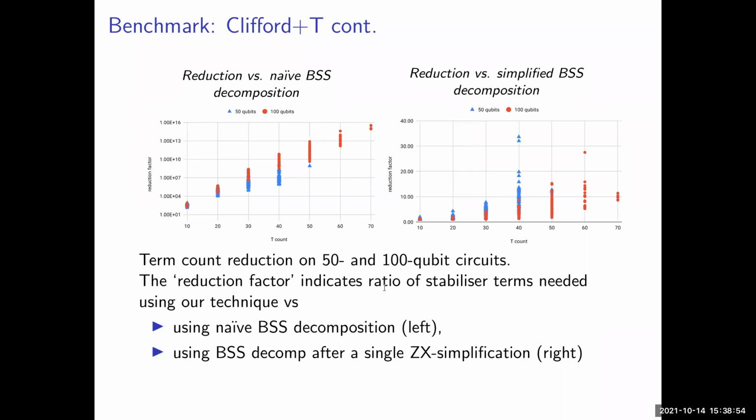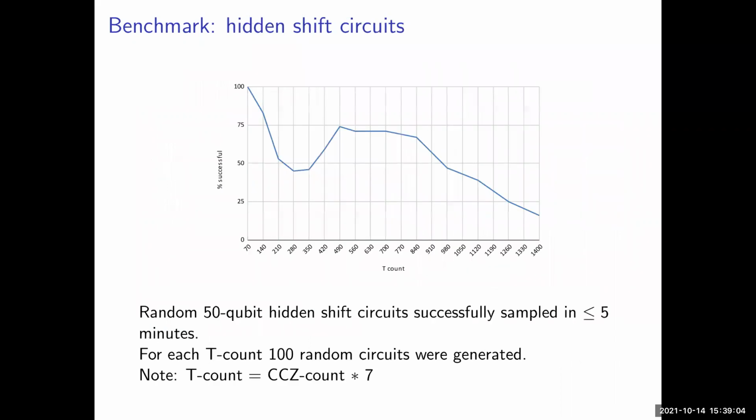Okay. So this is for the Clifford+T circuits, these sort of unstructured random circuits. And we see that our method definitely helps, but it's not amazing yet. But this picture changes completely when we look at hidden shift circuits. These are much more structured circuits.